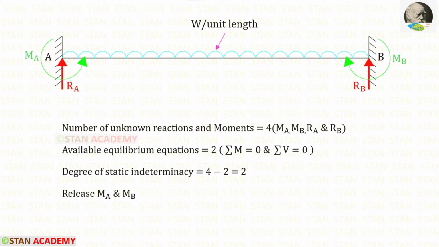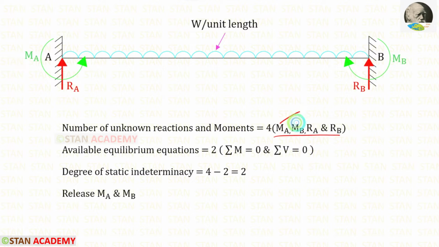Now in this beam let us find the degree of static indeterminacy. The number of unknown reactions and moments is 4. They are the moments MA and MB and the reactions RA and RB. The available equilibrium equations are 2. The degree of static indeterminacy is equal to 4 minus 2, so we will get 2. From these 4, we have to remove any 2.